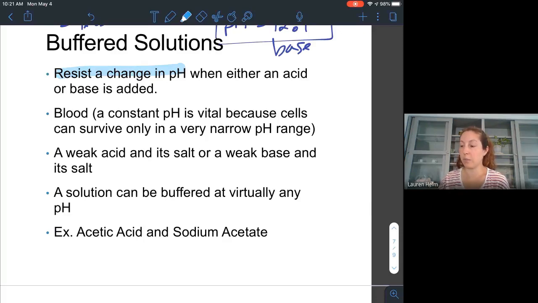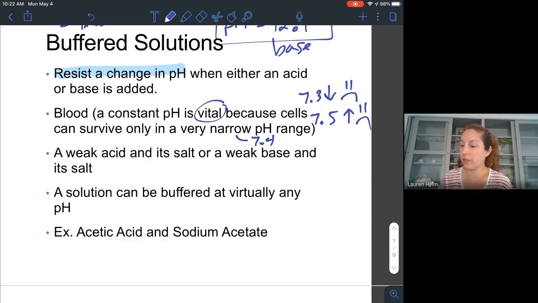An important example is your blood. Your blood is buffered. Why? Because it is vital to your survival. If your blood pH is less than 7.3, you're having a bad time. If your blood pH is greater than 7.5, you're having a bad time. You want your pH to be right around 7.4.